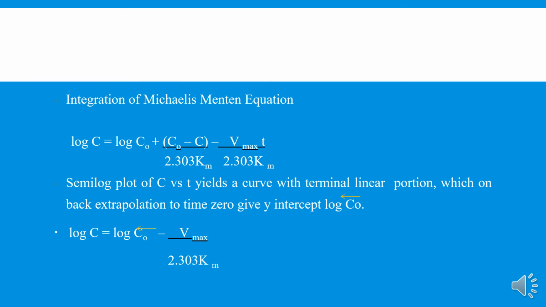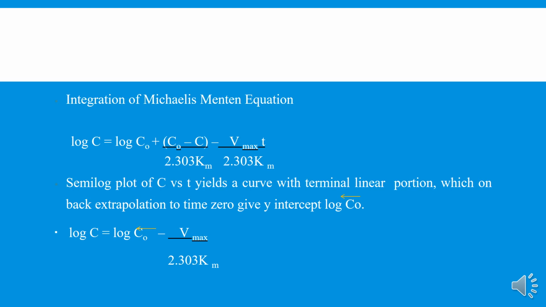Our initial equation is minus dC/dt is equal to Vmax into C divided by Km plus C. We integrate this equation and convert to log base 10. The equation becomes log C is equal to log C0 plus (C0 minus C) divided by 2.303 Km, minus Vmax into t divided by 2.303 Km.